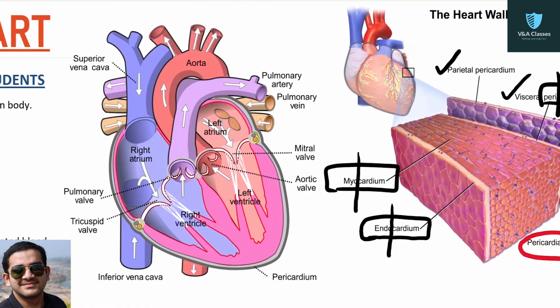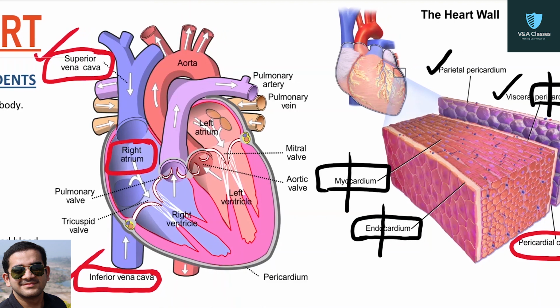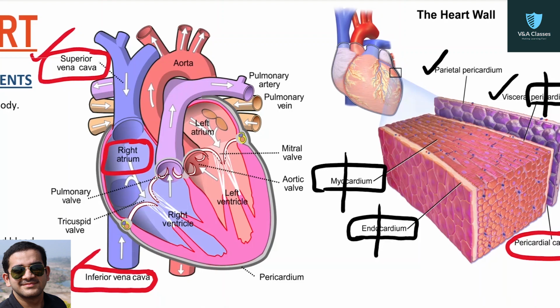Firstly, let's look at the right hand side. On the right hand side, we have this inferior vena cava and superior vena cava. These are the two main vessels which are collecting all the deoxygenated blood from the upper part, that is the superior, and the lower part of the human body, and they are draining into what? They are draining into the right atrium.